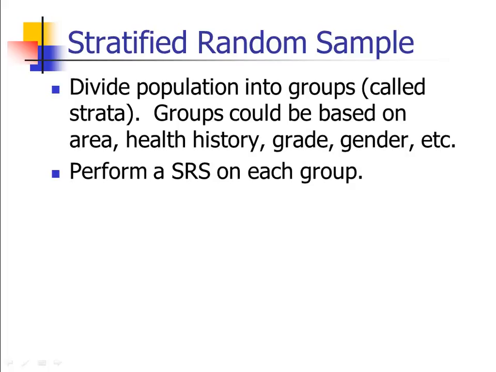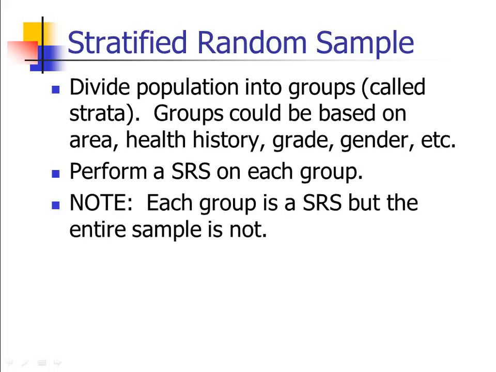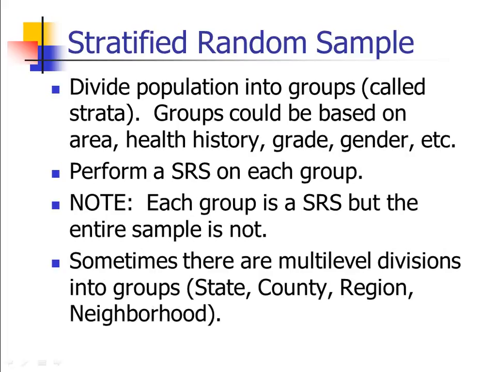And then once it's done, we do a simple random sample, that's what the SRS stands for, on each group. Then we randomly select from within each group. So each group is a simple random sample, but the entire sample is not. Because theoretically, I could not get everybody from one of the strata. So that's the difference between a stratified random sample and a simple random sample. So sometimes you can do multi-level ones where you start off with state, and you break down to county, region, neighborhood.